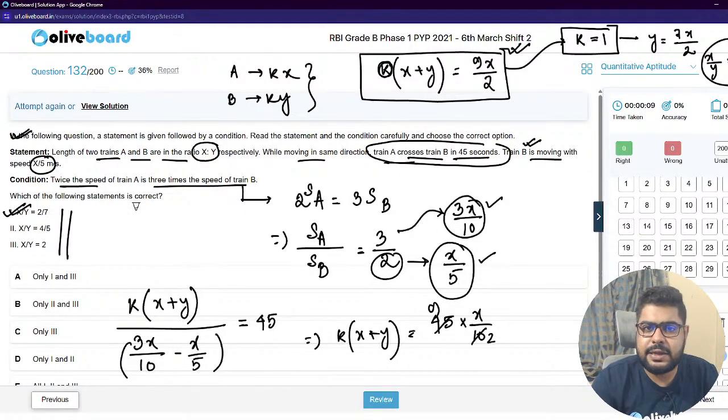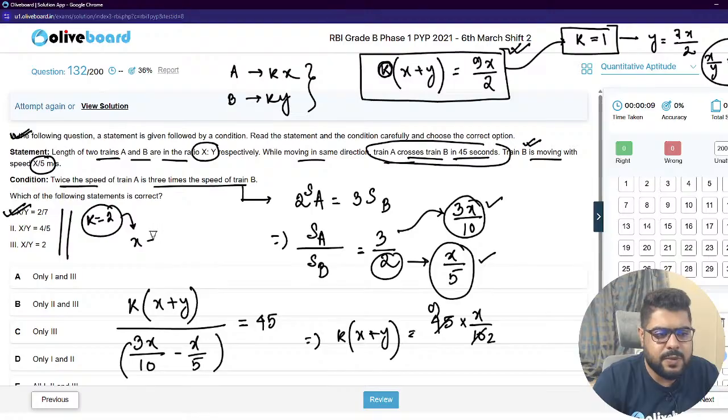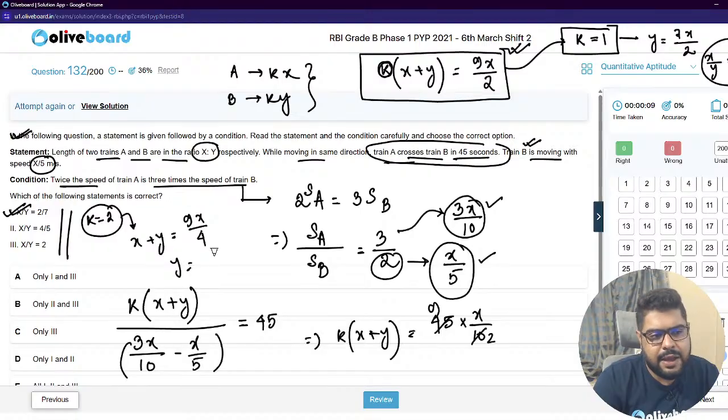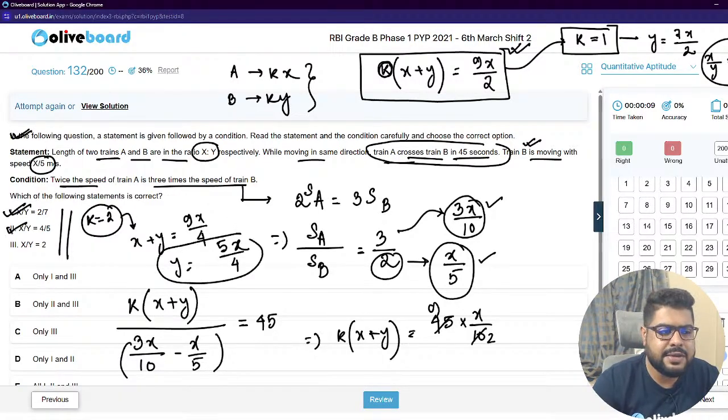This is a possibility. Now let's put k as 2. If I put that, sir, then x plus y becomes 9x by 4, because this 2 will come downwards, so it is 4. So y becomes 5x by 4, sorry. It becomes 5x by 4. Okay? So x by y becomes 4 by 5 from here. So 4 by 5 is also there, sir.